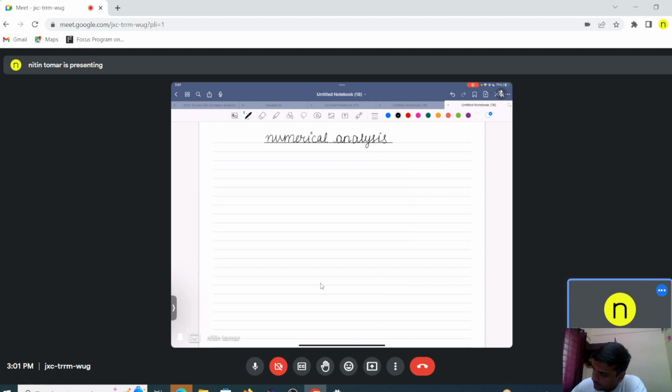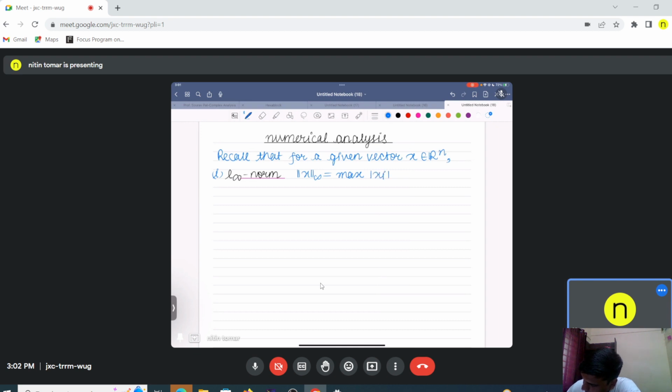Recall that for a given vector x in Rn, we define three norms. First is the L infinity norm, and what was that? The L infinity norm was the maximum of the coordinates of x, the absolute value of xi, i varying from 1 to n, where this x is of the form x1, x2, and so on, because it is an element of Rn.